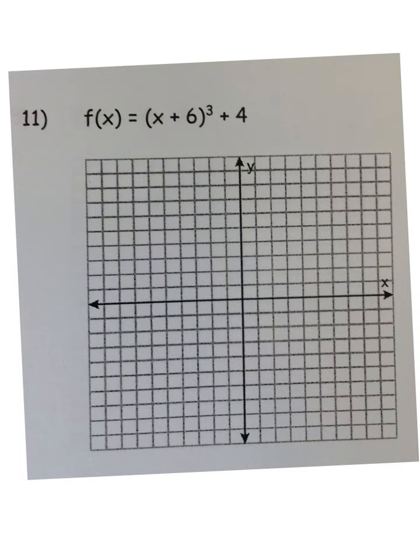All right, so we got another cubic again. So I'm going to go to the left 6, and then I'm going to go up 4. So 1, 2, 3, 4, 5, 6, 1, 2, 3, 4. And remember, I'm going to have those 2 points. Okay, and we're going to go like this, and we're going to go like that, and there we go.